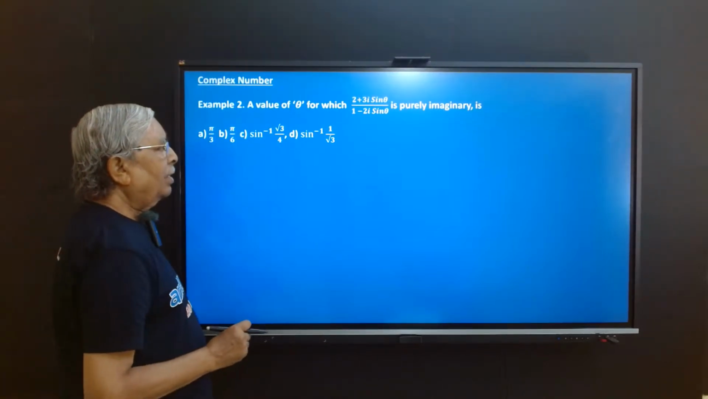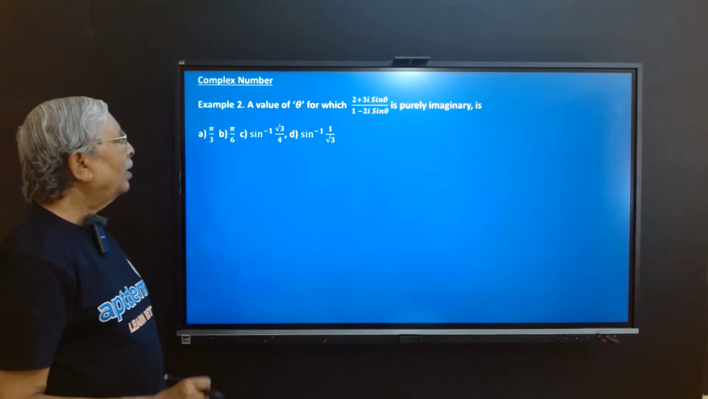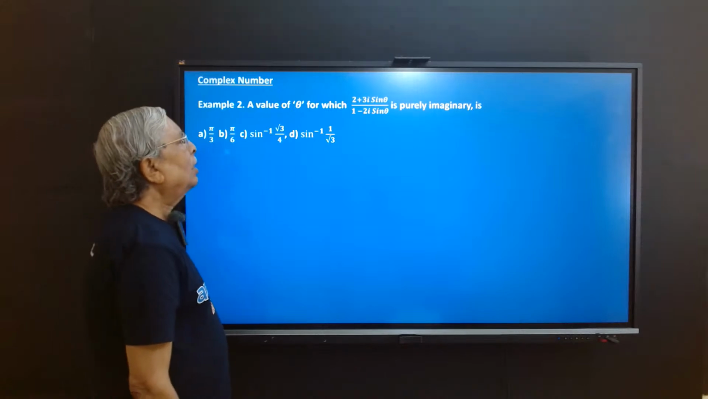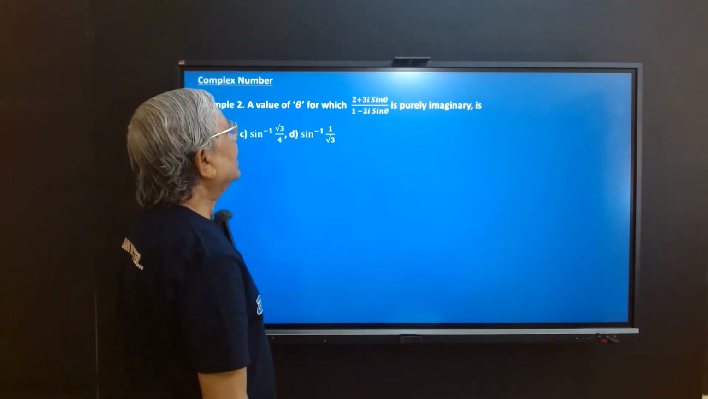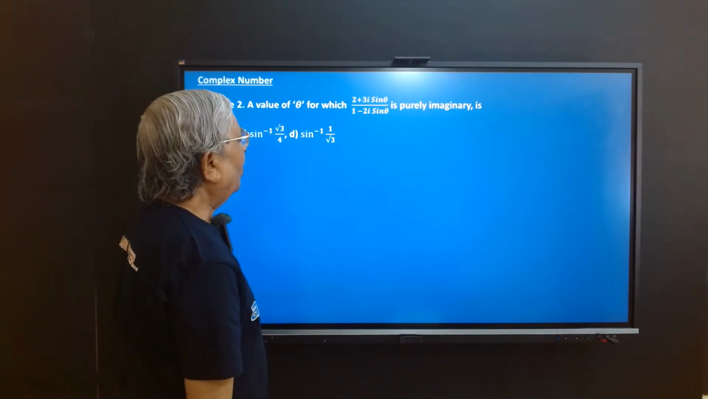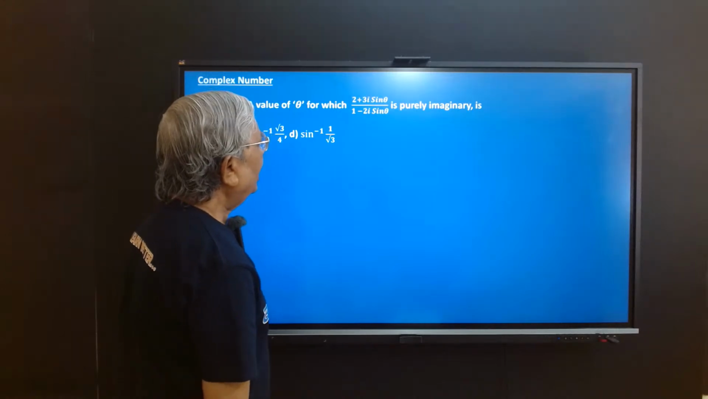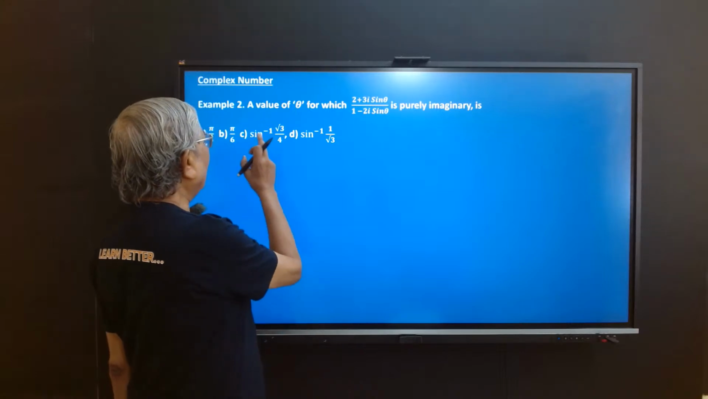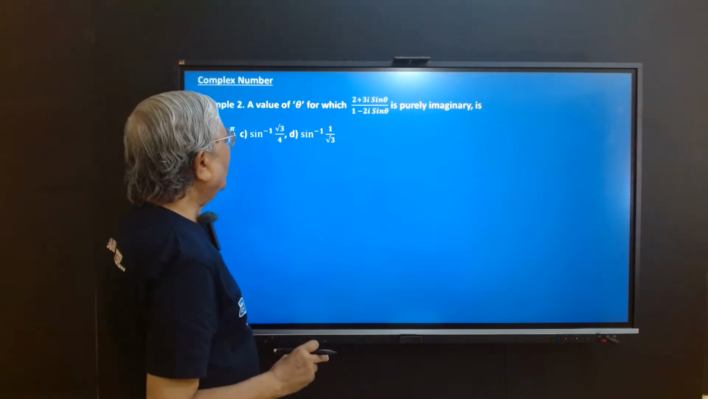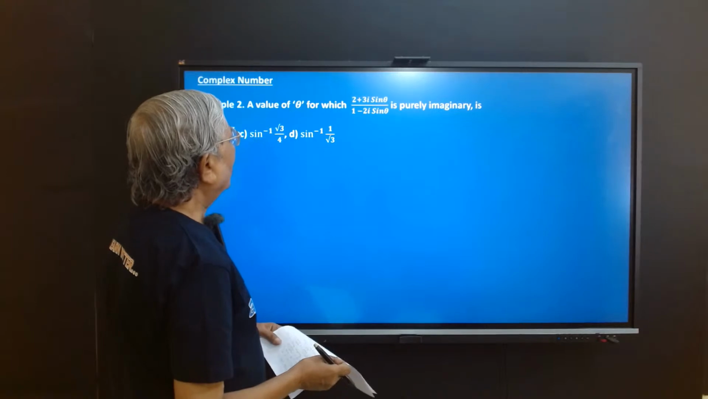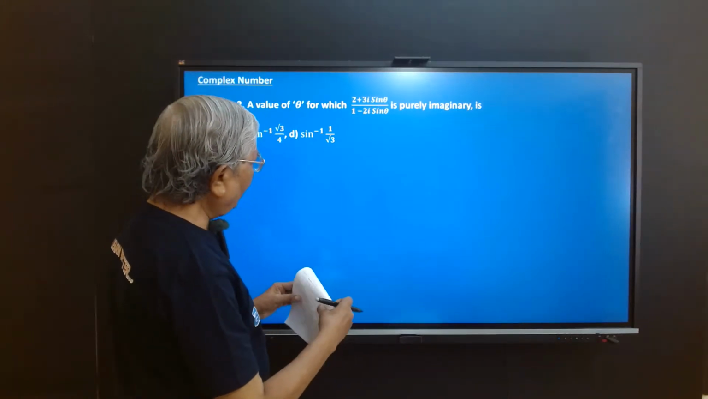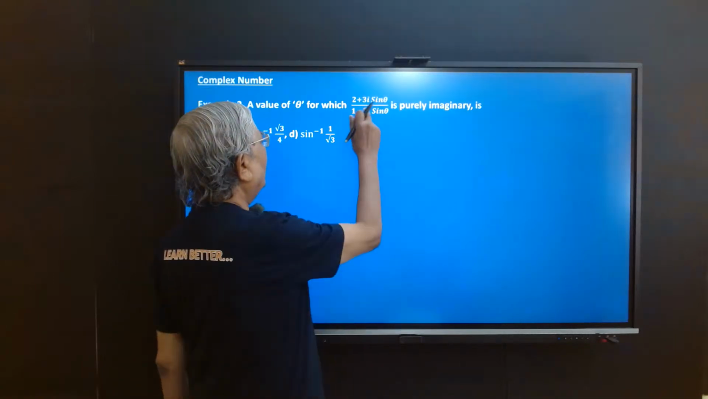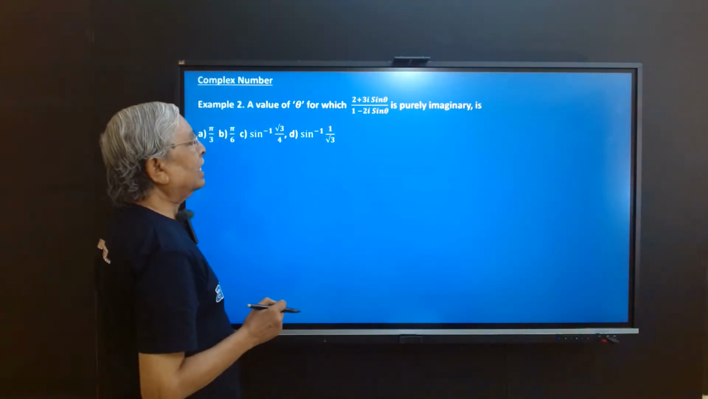Next we take the second example: a value of theta for which the complex number (2 plus 3i sin theta) by (1 minus 2i sin theta) is purely imaginary is: options are plus or minus sin inverse root 3 by 4, plus or minus sin inverse 1 by root 3. This complex number is purely imaginary, you are given. So first you put it in the form a plus ib.